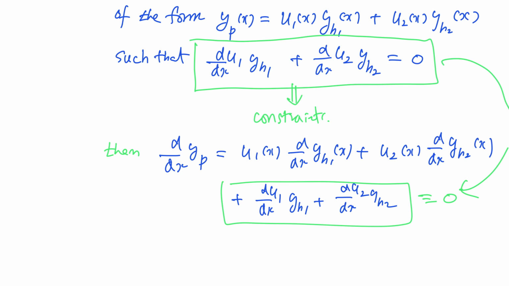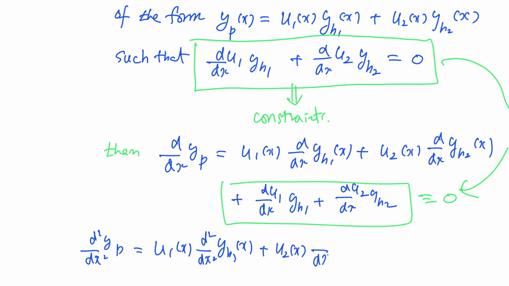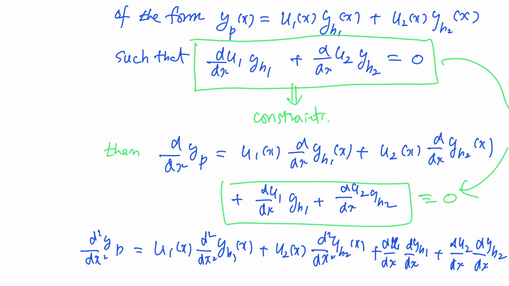And if you differentiate it twice, d squared y_p over dx squared is, we have the following terms: u1(x) d squared y_h1/dx squared plus u2(x) d squared y_h2/dx squared plus du1/dx dy_h1/dx plus du2/dx dy_h2/dx. This is equation 3, this is equation 4.